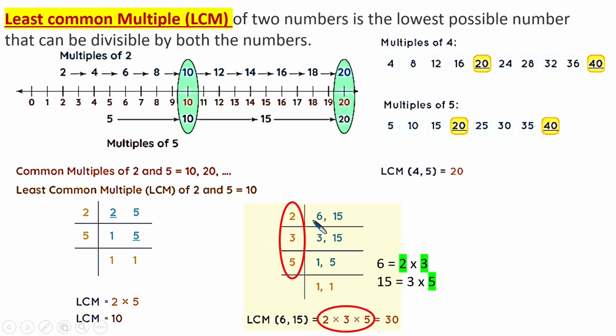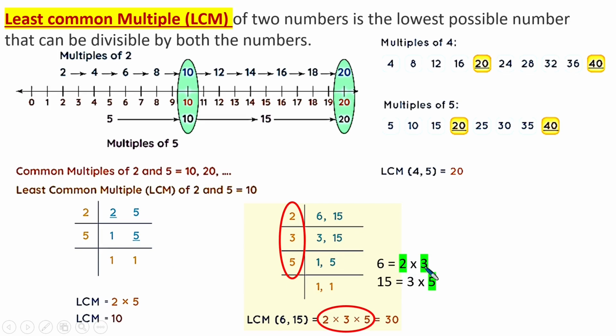Another example, 6 comma 15. So 2 will go into 6 three times. It will not go into 15, so you bring 15 down. Then 3 will go into 3 one time and 3 fives are 15. Then again you take 5 till you get this 1. Okay, by this time you have definitely done this in class 9, where I have explained this in greater detail.